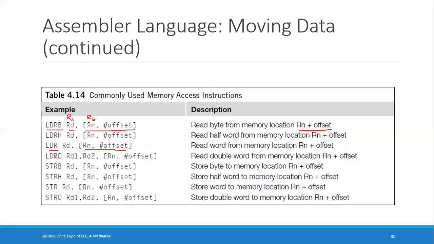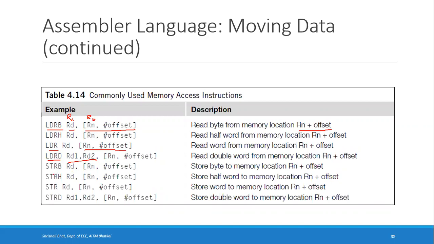Suppose you write LDRD, then 2 words will be copied, a double word. For 2 words, you need 2 registers, because one register can hold only 1 word. 1 word means 32 bits. So you need to mention which are those 2 registers. Here RD1 and RD2 should be replaced with specific registers from R0 to R12. We have different general purpose registers from R0 to R12, and you can use whichever you want. Similarly, Rn should be replaced with some other register. This is for the load instruction.